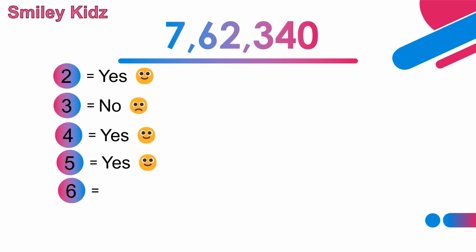Is 7,62,340 divisible by 6? The divisibility rule of 6 is the number should be divisible by both 2 and 3. Then the number is divisible by 6. So, here 7,62,340 is divisible by 2. But 7,62,340 is not divisible by 3. So, 7,62,340 is not divisible by 6.